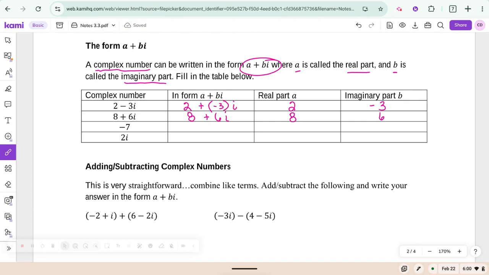Negative 7 is a perfectly real number. It does not have an imaginary component. But if I wanted to write it in complex number form, I would say negative 7 plus 0i, where the real part is negative 7 and the imaginary part is 0. In our last example, we have an imaginary component, but no real component. So I would write this as 0 plus 2i. This time the real part is 0 and the imaginary coefficient is 2.